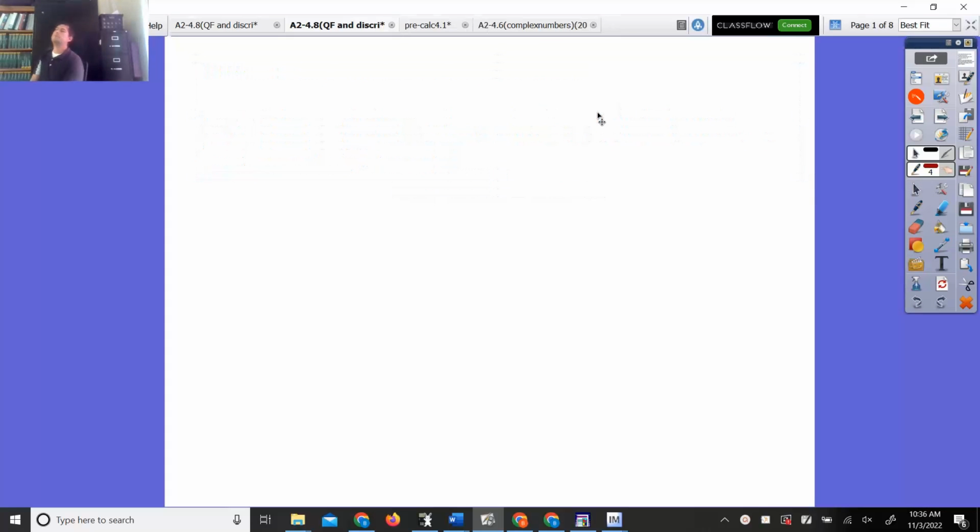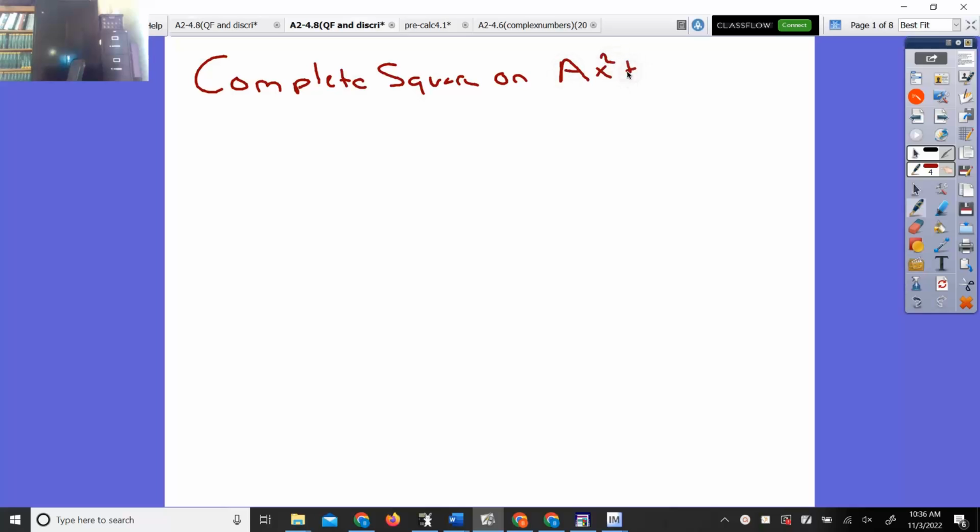Yesterday, the lesson was complete the square, wasn't it? Here's where the quadratic formula comes from. We're going to complete the square. You want to write this? You probably should. On standard form, ax squared plus bx plus c equal to 0. When we're done with this, we're going to have a little formula.